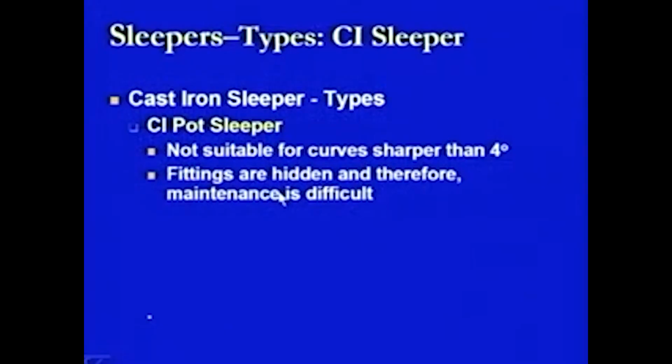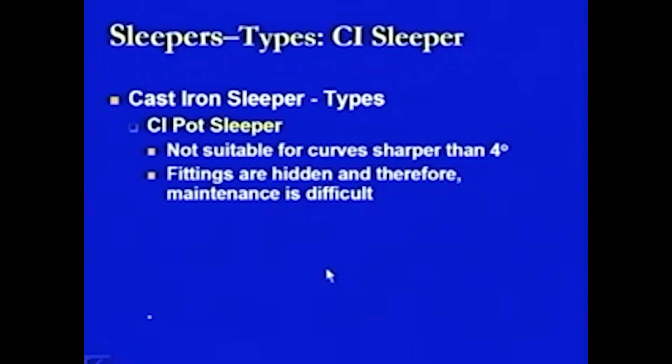Now, we come to the other category of sleepers. This other category of sleepers is the CI sleeper or cast iron sleeper. In this case, we again have different types, that is, one is a CI pot sleeper. This CI pot sleeper is not suitable for curves sharper than 4 degrees. This is one case as far as its use is concerned.